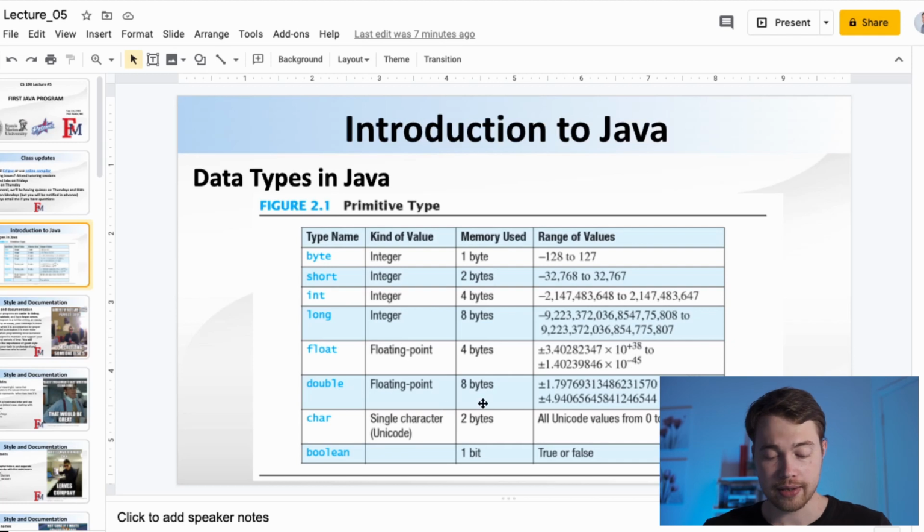Double is basically the same thing as a float, but with twice as much memory, which means an absolutely insane amount of values, like positive 308th power, negative 324th power. It's insane.